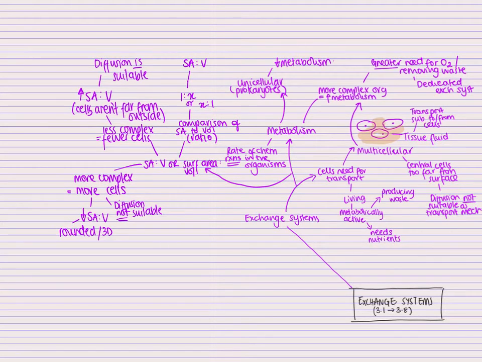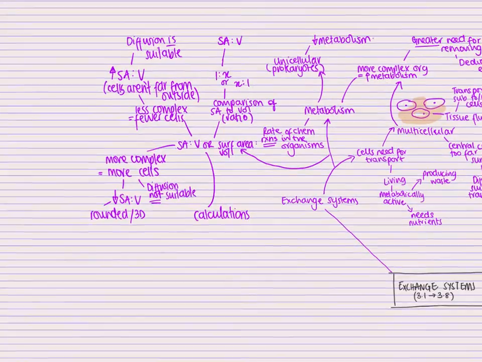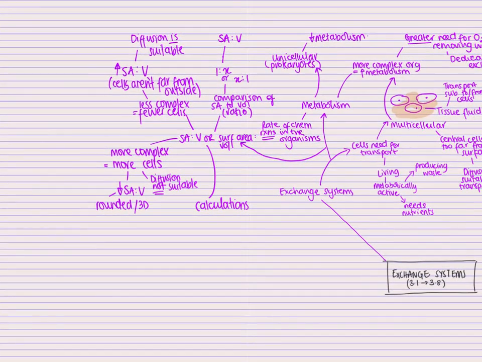And with our surface area to volume ratio, we've got a few calculations that the examiners love to bring in because they're pains in the bums. And, you know, why not make biology even harder with some maths? So with these calculations, you have got to know how to calculate the surface area to volume ratio of a cuboid, of a cylinder, and of a sphere.